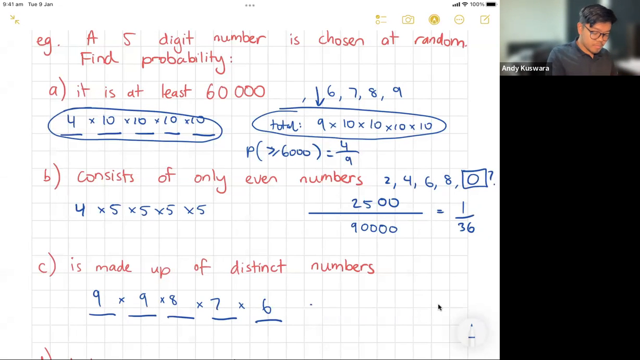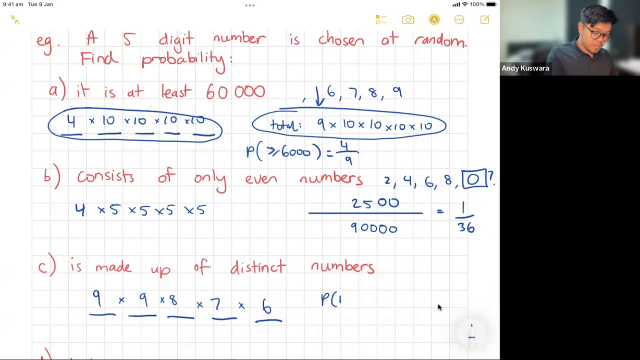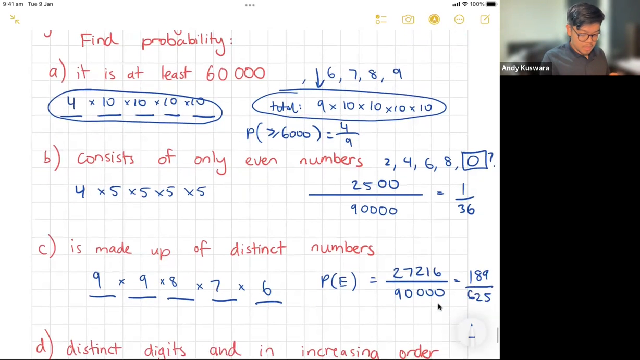So the probability of my event is going to be 9 times 9 times 8 times 7 times 6. This equals 27216 all over my total, which again was 90,000. So again, that would give us 189 over 625. All right, last one.